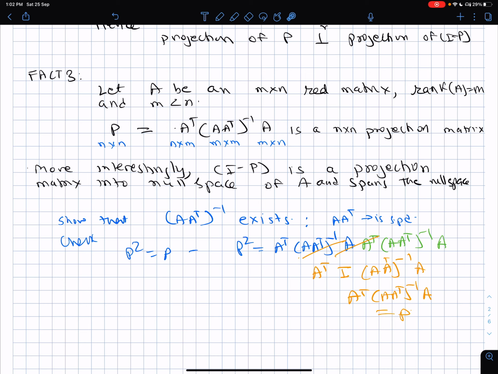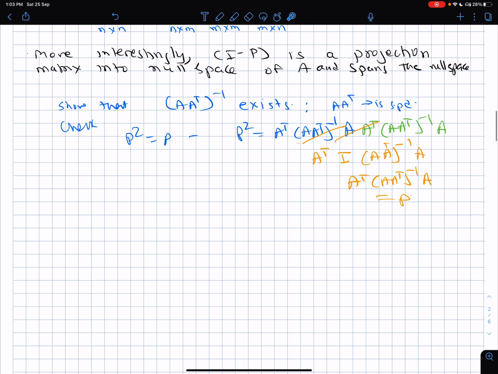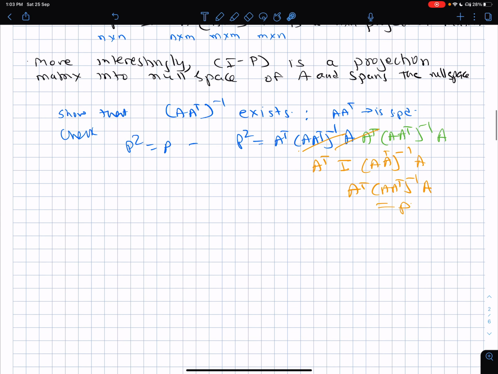So now you are able to generate an n cross n projection matrix from a full row rank matrix A. Since infinitely many examples of A can be created, you can now clearly see that even for a 3 cross 5 matrix or so, so many projection matrices can be written. So therefore that set is a really vast set.